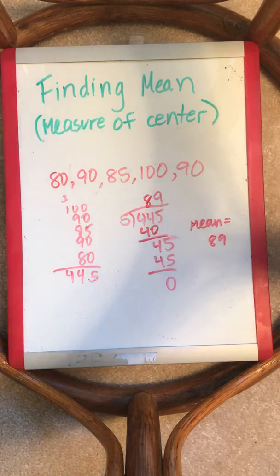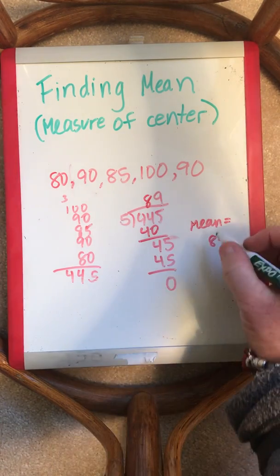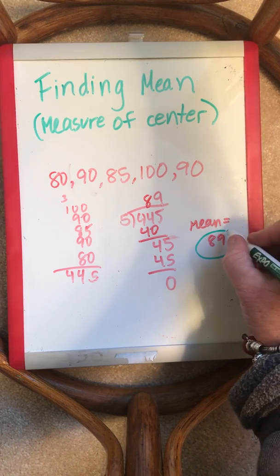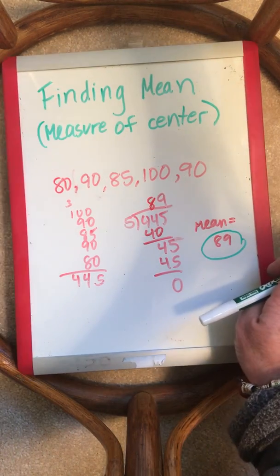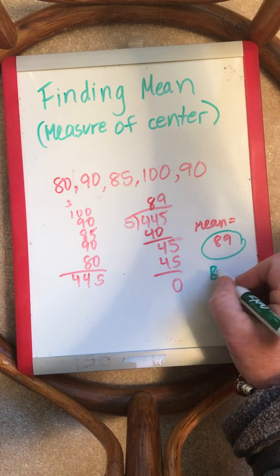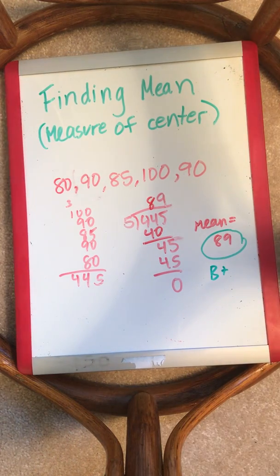So 89 is what we call the mean. Or sometimes you'll hear it called the average. In this case, your average test score is an 89, which means that you would receive a B+ on your report card.